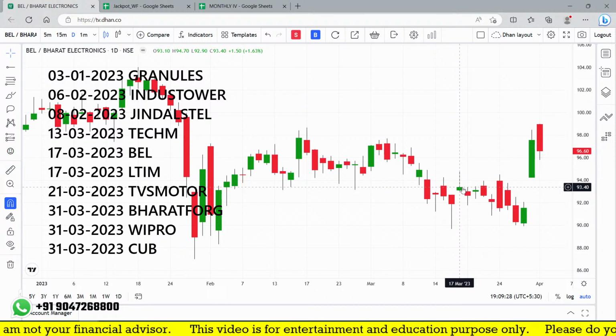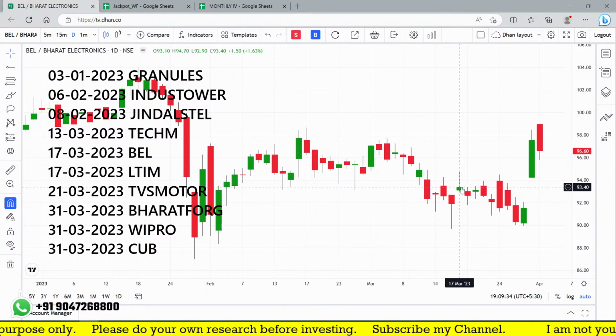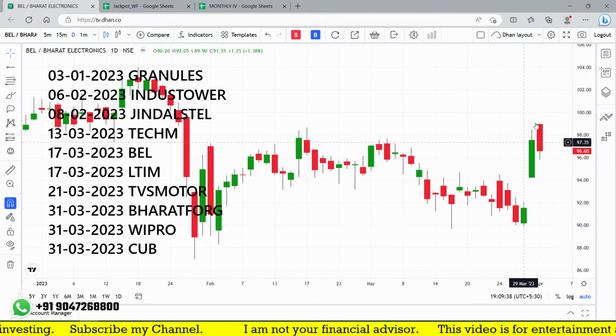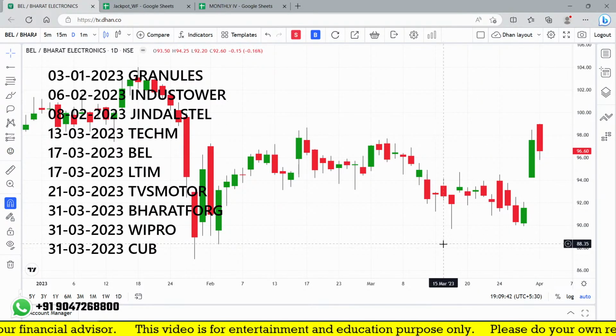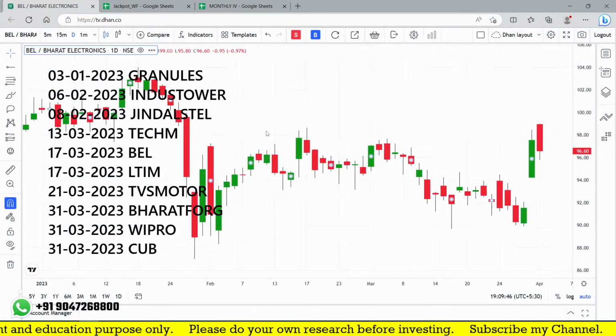And BAL, about BAL, this is on 17/3. If you are taking entry at closing hours, the next day, our lower stop loss was not triggered. You are positionally waiting also, because you are taking entry around 93, and the stop loss should be around 89, but it is not triggered, and after a long time it is moving towards 98. That's working well.